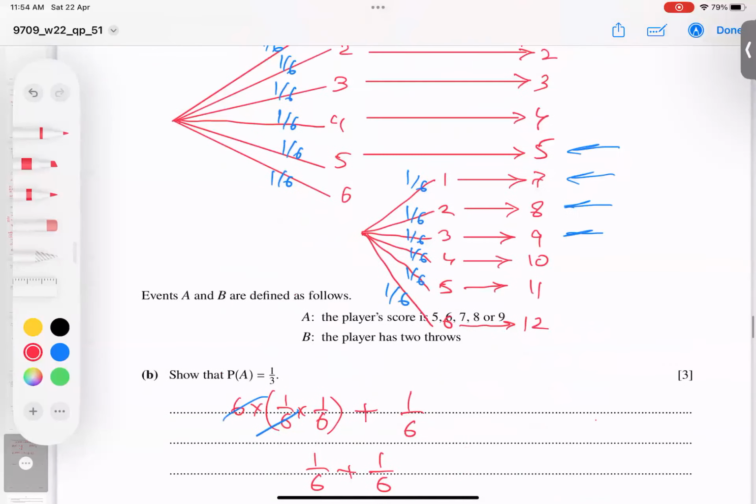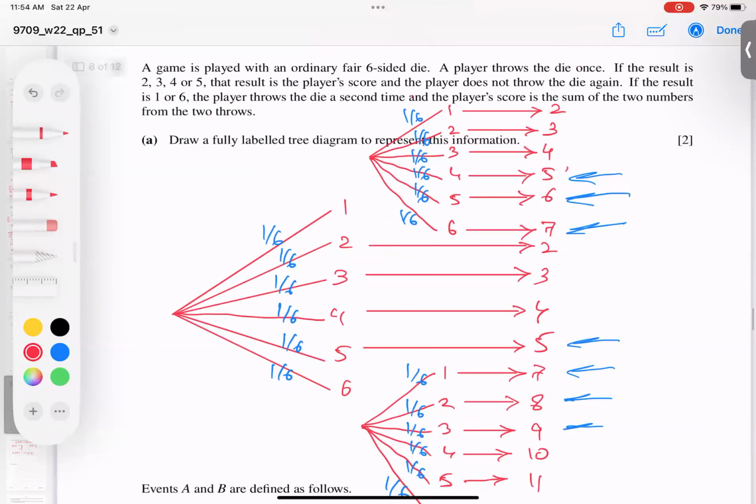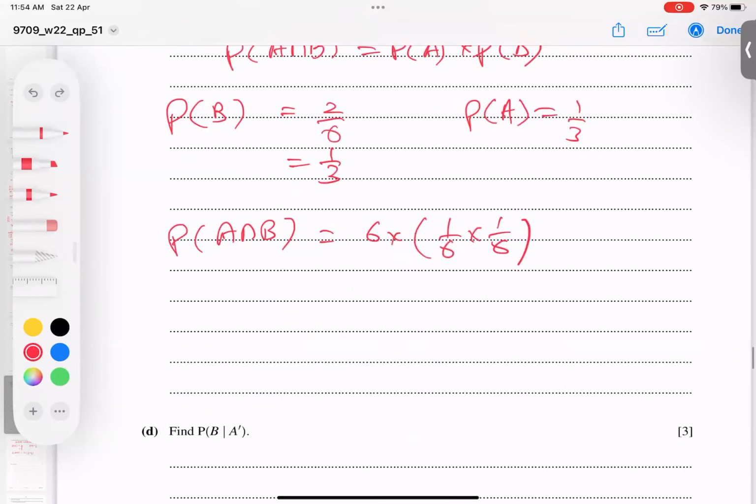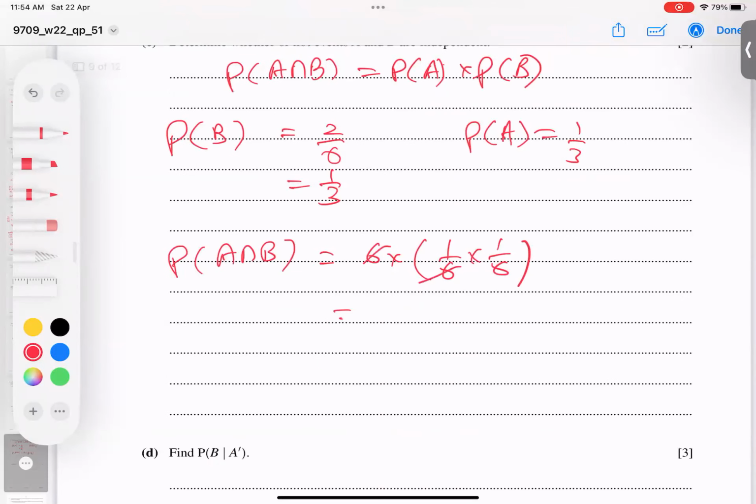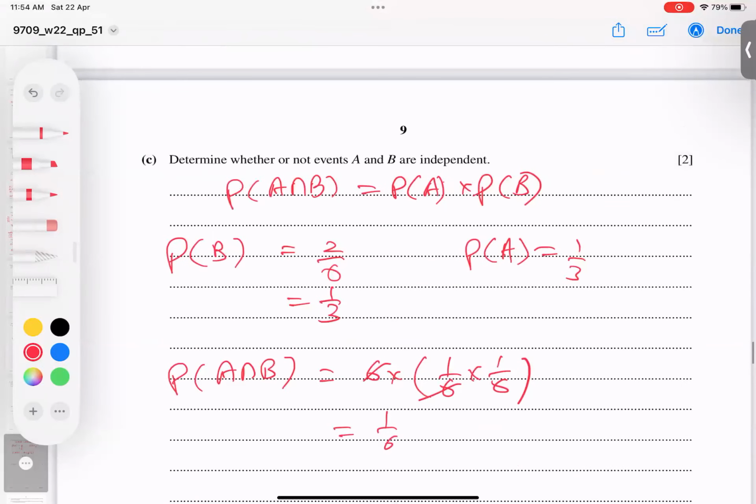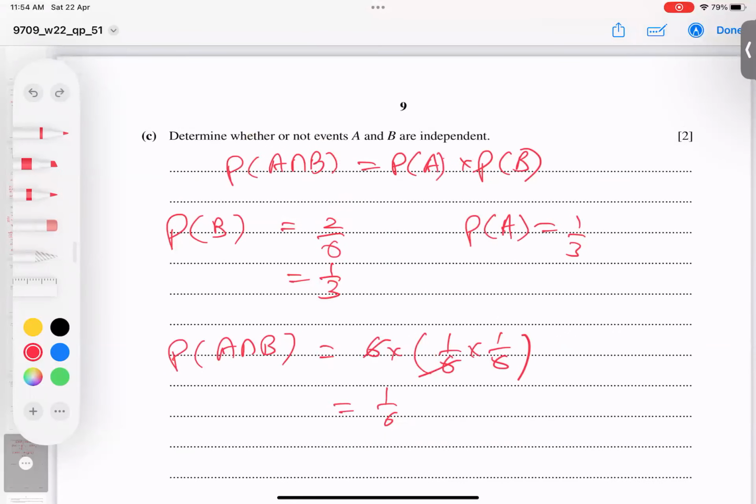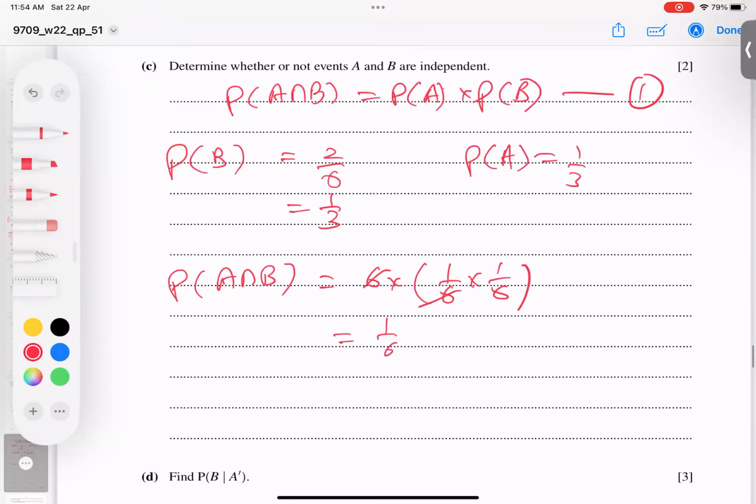How each branch? Have a look. If I ask you what does 5 come, so it comes this and this. So 2 branches, 1 by 6 into 1 by 6. I hope you got the idea. So this cancels, I get 1 by 6. Now I'm plugging this value here, this value here, and this value here. I say put in 1.